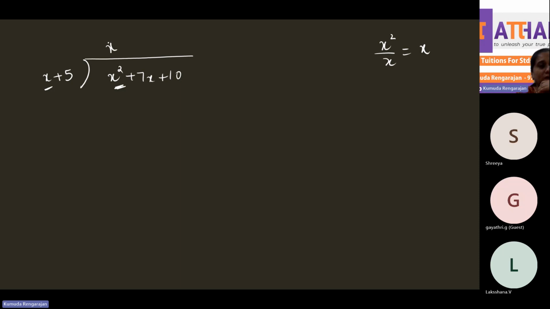Now you need to multiply x with x and multiply x with plus 5, and write the results here under the dividend. x into x is x squared and x into plus 5 is plus 5x.